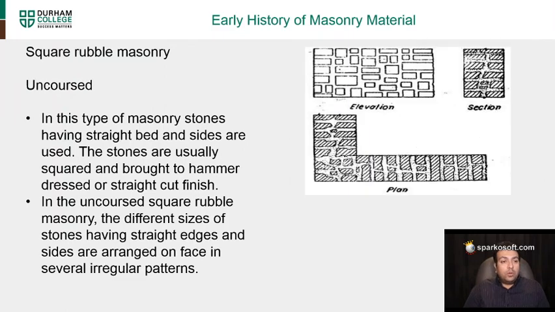In the uncoursed, in this type of masonry, stones having straight beds are usually squared. In uncoursed square rubble masonry, the different sizes of stones having straight edges and sides are arranged on the face in several irregular patterns. So uncoursed, there is no pattern, it's all irregular compared to coursed. Coursed has a pattern, uncoursed has no pattern.